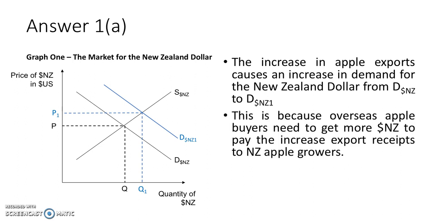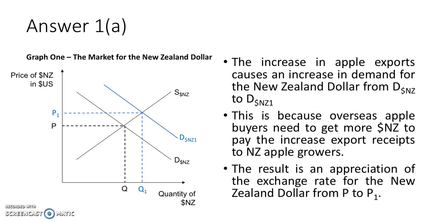Give a reason for this. As I said, when we sell more exports, overseas people need to have more New Zealand currency to buy those exports, therefore they need to demand more New Zealand dollars. The result, P to P1, is an appreciation. And we finish off our explanation by stating it's an appreciation from P to P1. You must use the word appreciation and not an increase.